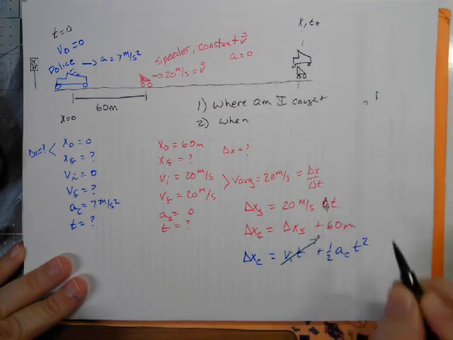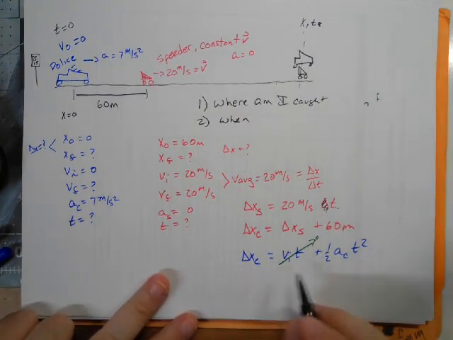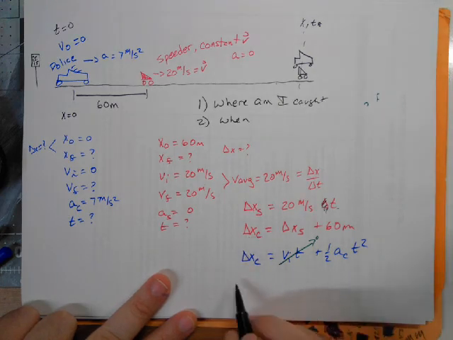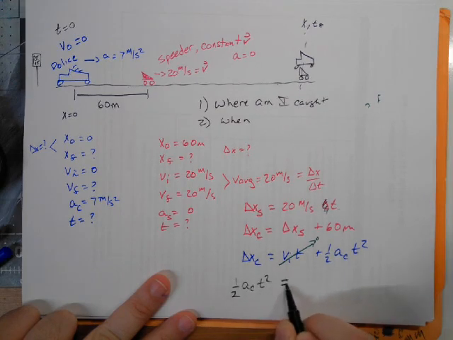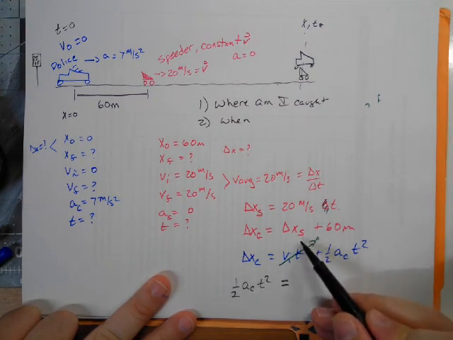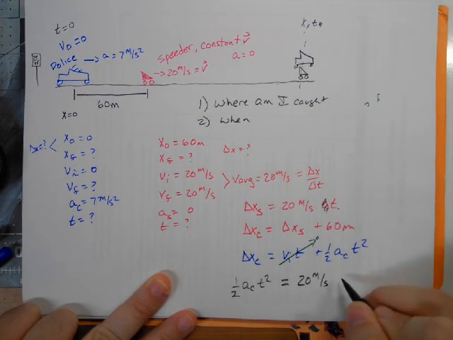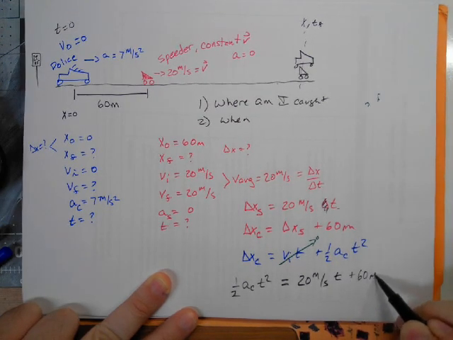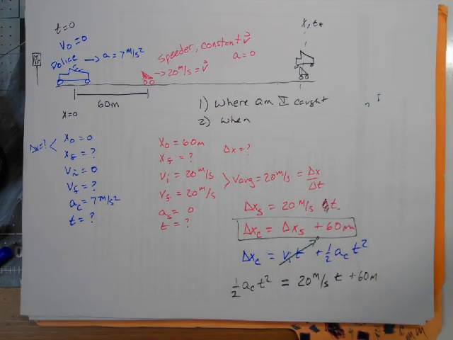And so this will just be the elapsed time, and so will this. So when we have that written out, what we'll get is something that looks like, well, we're going to take this middle equation and plug in. So we'll have 1/2 the acceleration for the cop times t squared equals the term for the speeder, which is 20 meters per second times t plus the 60 meters. This is ultimately the thing that gets us, but we need these other two as well.